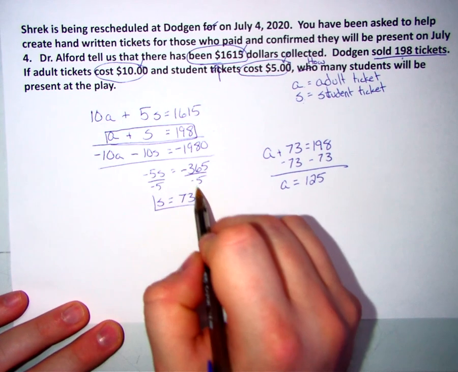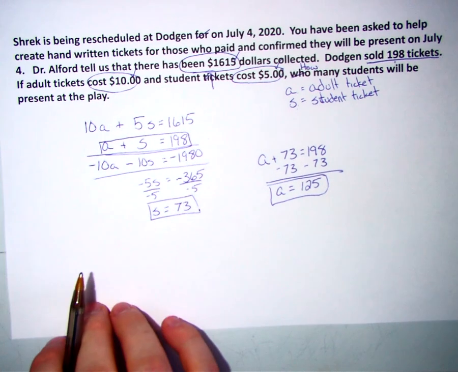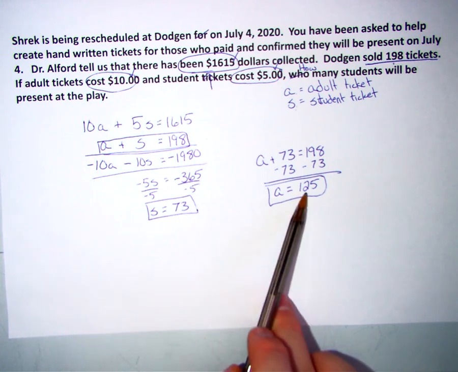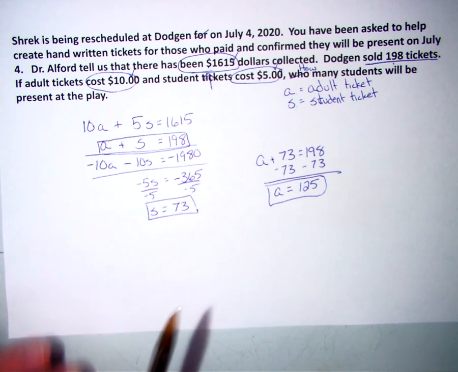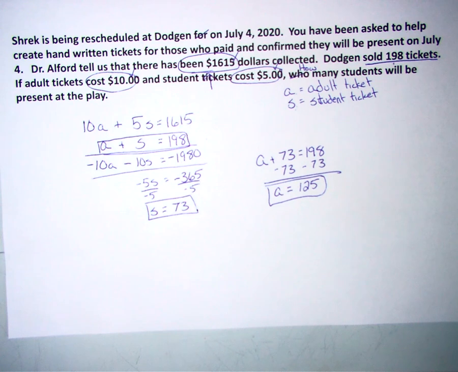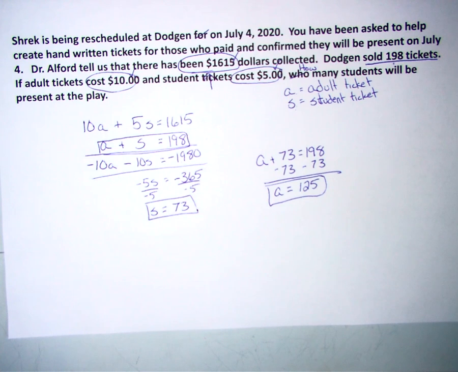Well, this is real-world information. You might go on to ask, how much money am I going to make from inviting adults to the play? Well, then I would say 125 times 10. So that would be $1,250. You might also ask, how much money am I going to make from inviting students to the play? Well, that would be 73 times 5, which would be $365.